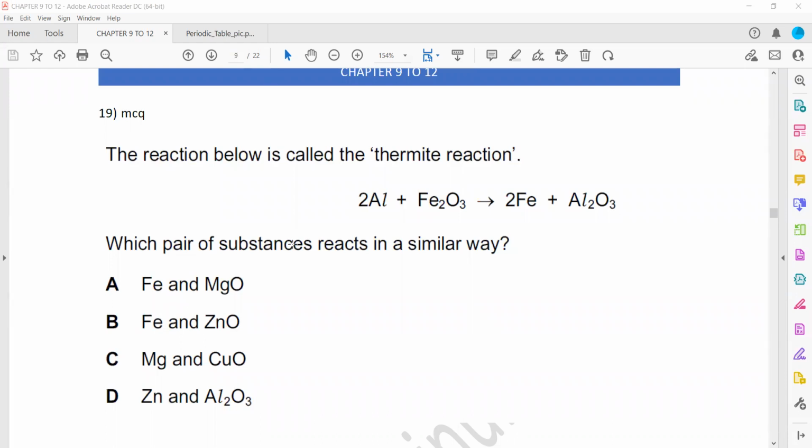The reaction below is called a thermite reaction. In a thermite reaction, the more reactive metal displaces the less reactive one, because when you check the reactivity, aluminium is more reactive than iron.